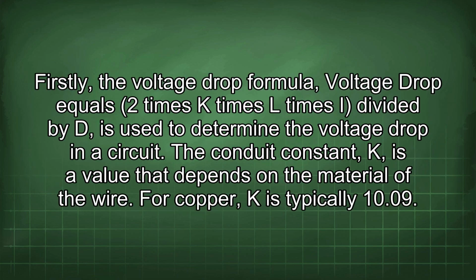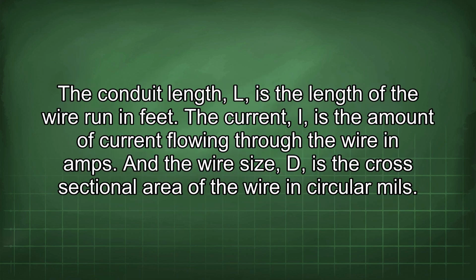Firstly, the voltage drop formula, voltage drop equals 2 times K times L times I divided by D, is used to determine the voltage drop in a circuit. The conduit constant, K, is a value that depends on the material of the wire. For copper, K is typically 10.9. The conduit length, L, is the length of the wire run in feet. The current, I, is the amount of current flowing through the wire in amps. And the wire size, D, is the cross-sectional area of the wire in circular mils.